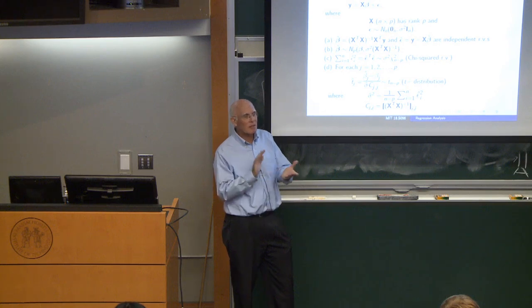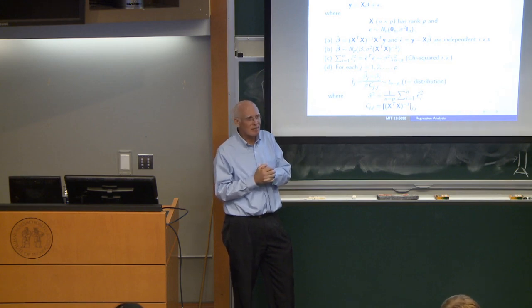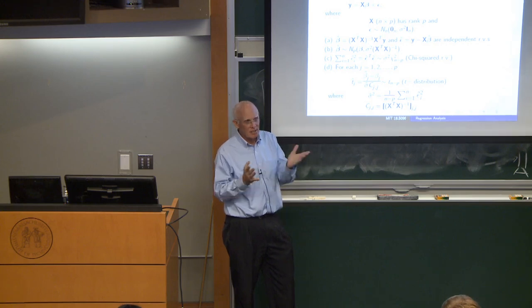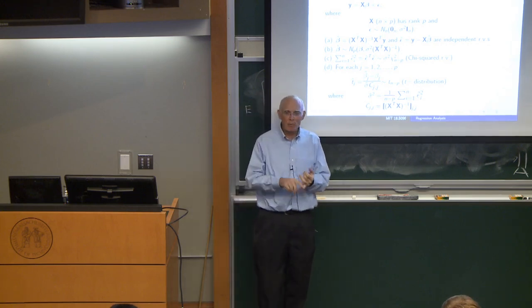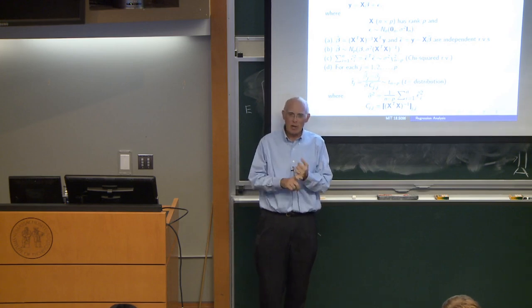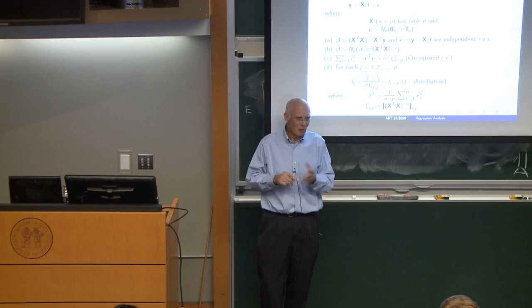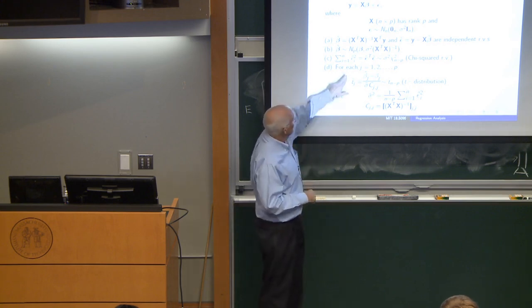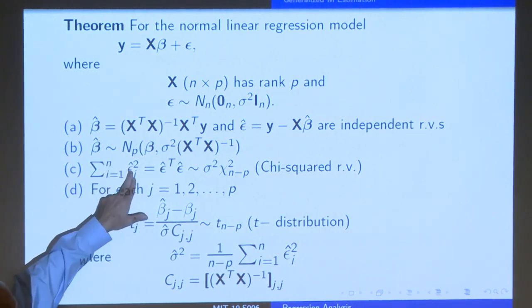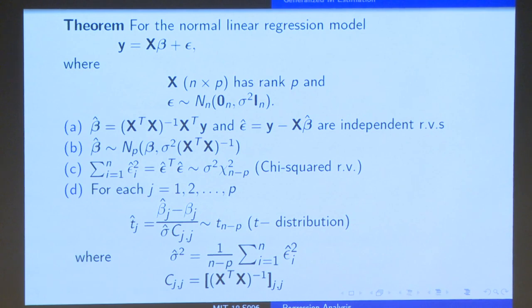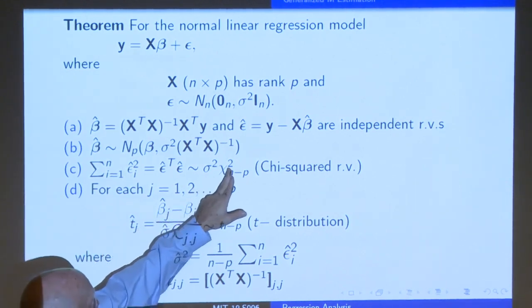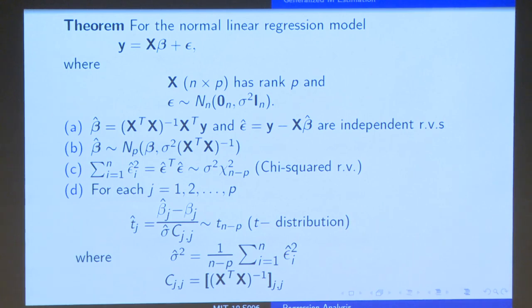Now, who in here can tell me what a chi-squared random variable is? Anyone? Yes, that's right. A chi-squared random variable with 1 degree of freedom is a squared normal 0, 1 random variable. A chi-squared with 2 degrees of freedom is a sum of 2 independent normal 0, 1 variables squared. And so the sum of squared residuals is in fact an n minus p chi-squared random variable scaled by sigma squared.